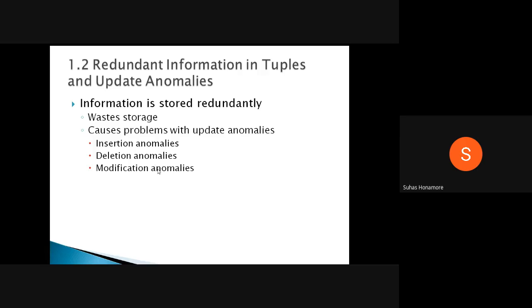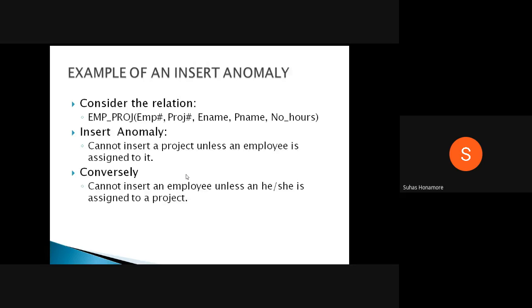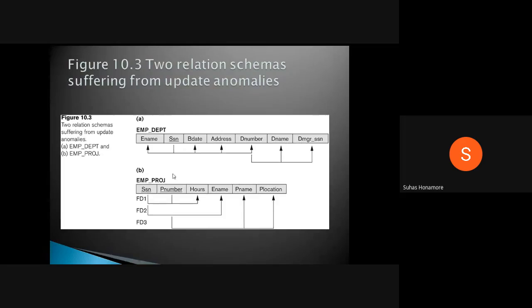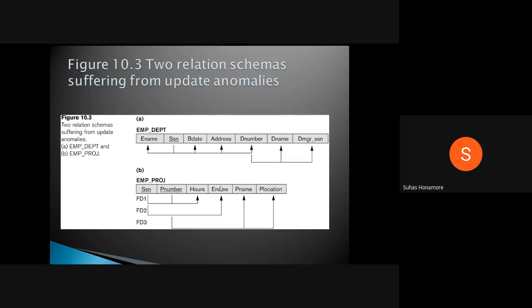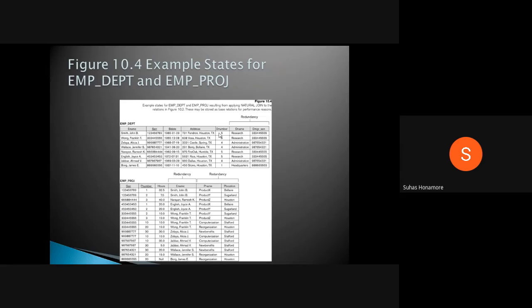In that, three types are there: insertion anomaly, deletion anomaly, and modification anomaly. So we saw these three. One example: whatever we are discussing here, the same thing we have written here as a schema diagram. Two examples we have written, and these two represent the anomalies. All three, insertion, deletion and update anomalies, are there in these. Along with that, some example values are also there, and these are the redundant ones.